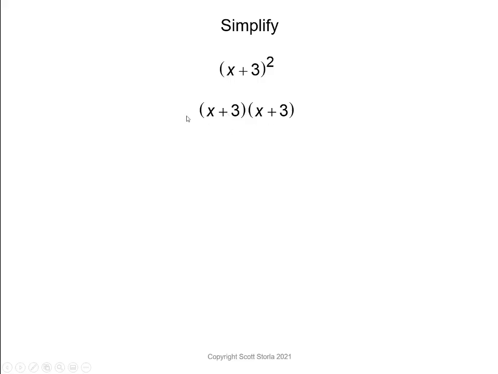And now that you've done foiling, you know that this should be x squared plus 3x plus 3x plus 9, or x squared plus 6x plus 9. So it's true that we do have an x squared and a 9, but we also need to pick up this middle term of 6x.